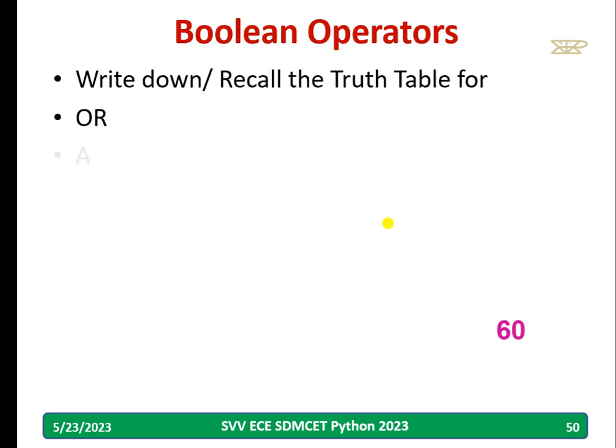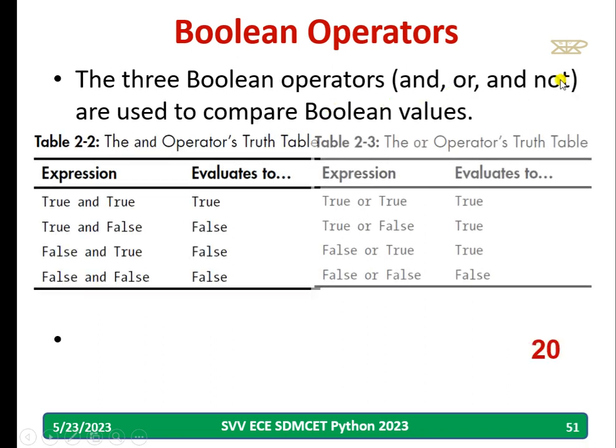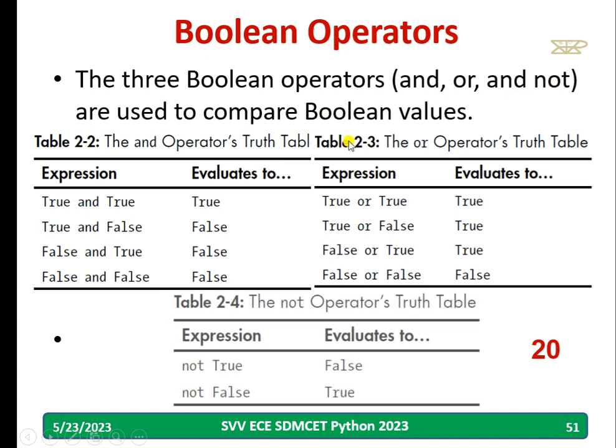Boolean operators: we have and, or, and not. You can just pause the video and try to write down the truth table of these three in your notebook. The three Boolean operators and, or, and not are used to compare Boolean values. This is about the truth table of and, the truth table of or, and the truth table of not. Pause the video and go through the truth tables if you do not remember the truth table of and, or, not.